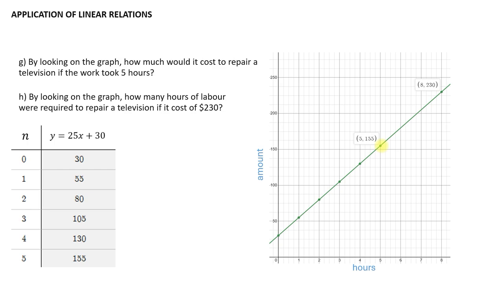Question H, by looking at the graph, how many hours of labor would be required to repair a television if it cost $230? Well, in this case, we can simply look at the 230 amount mark, move over to the graph, and then move directly vertically down until we reach the number of hours. And we'd see that it would take 8 hours to cost $230.